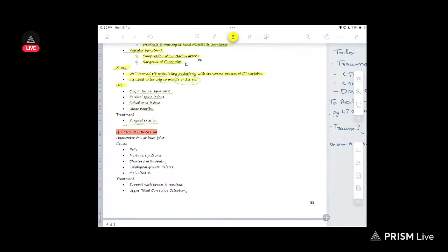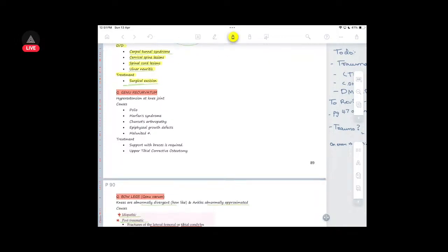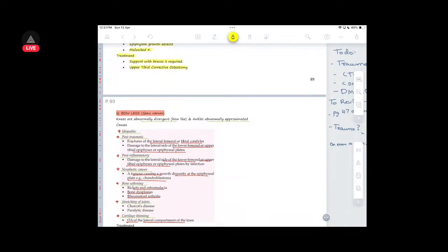Differential diagnosis: you can have carpal tunnel syndrome, cervical spine lesions, spinal cord lesions, and ulnar neuritis may be seen. Treatment is surgical excision. Then genu recurvum, which is hyperextension at the knee joint caused by polio, Marfan syndrome, Charcot's atrophy, epiphyseal growth defects and malunited fracture. Treatment: you provide braces and upper tibial corrective osteotomy.